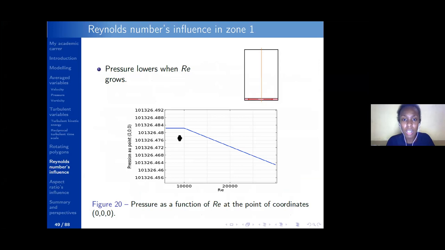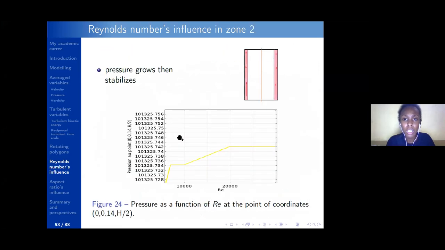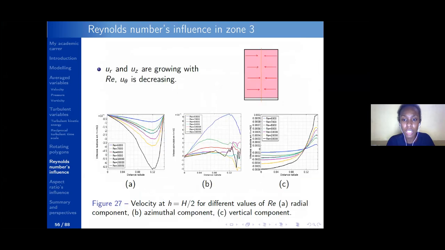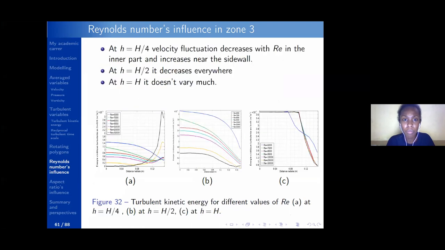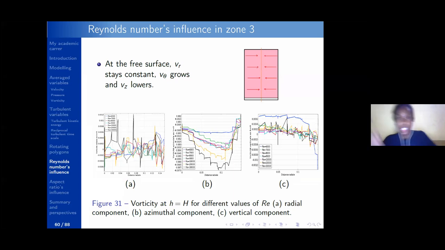So we stopped at the third zone, I think. Here we are with the influence of the nodes number in the third zone, the zone with inward flow. The radial component of vorticity stays constant when varying the nodes number. Its azimuthal component grows with the nodes number and the vertical component lowers.